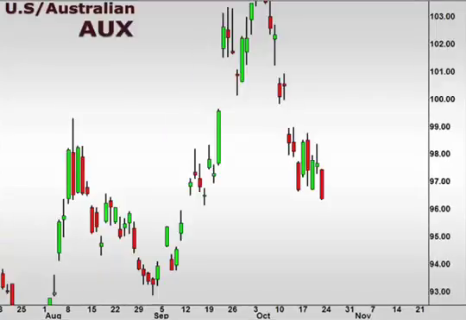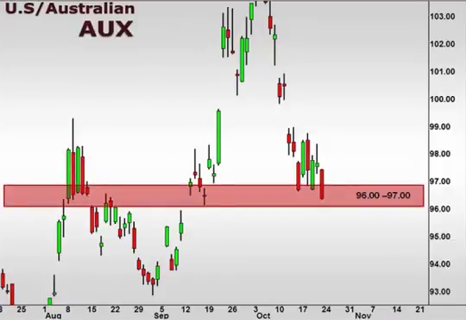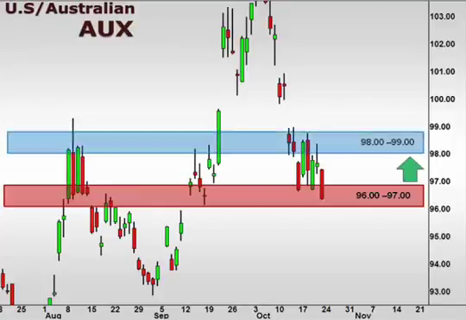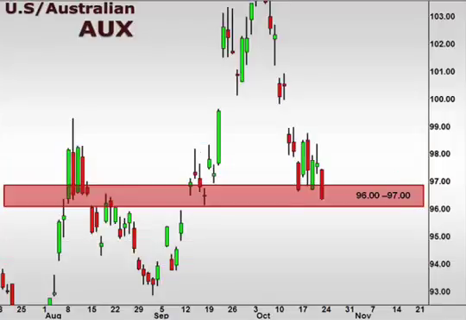Let's take a look at the US dollar versus the Australian dollar as seen here in the AUX. The AUX continues to test support at 96.97, and after such a significant drop, we anticipate a bounce up to test the 98.99 resistance level. A continuation lower is likely to test 94.95 for support.